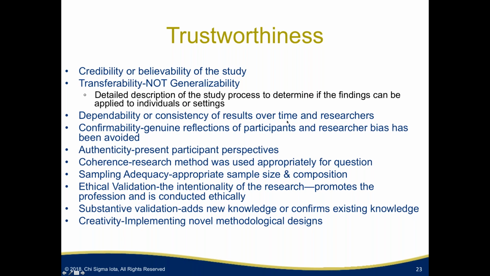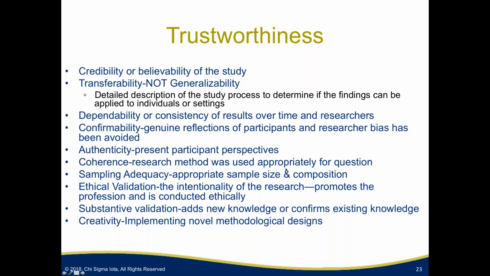Dependability is consistency of results over time and across researchers. Again, we're going to determine that based on how you describe how you collected and analyzed your data. We also have confirmability, which is really those genuine reflections of the participants, that your bias has been avoided. Authenticity: did you present those participant perspectives in a genuine way?